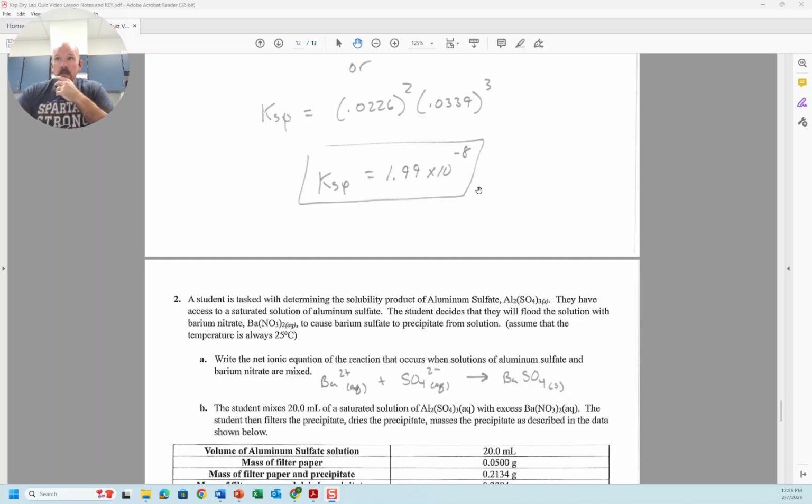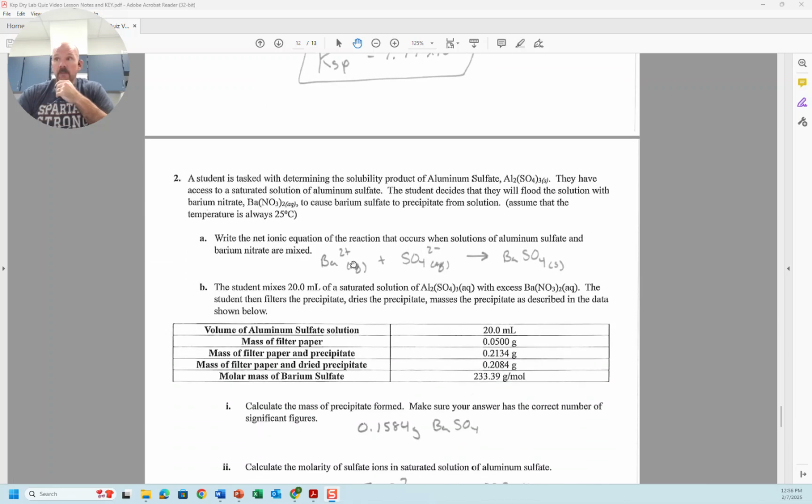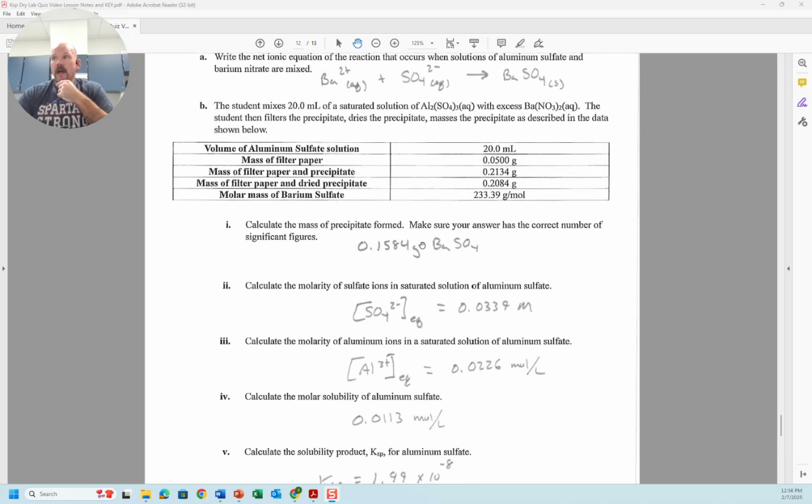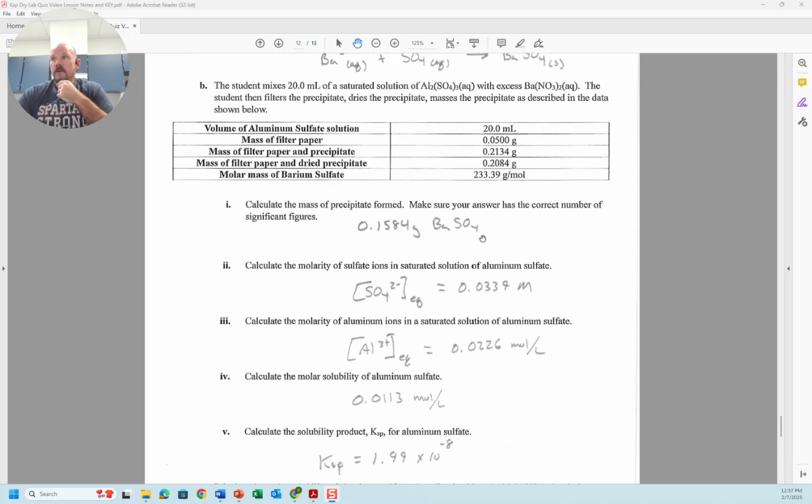Okay, so the precipitation reaction was barium ions plus sulfate ions yield barium sulfate. So aluminum was a spectator ion and nitrate was a spectator ion. Okay, right? How do we get this mass? We did this minus the 0.05, and then again I showed you the stoichiometry, but we would do this mass divided by the molar mass.